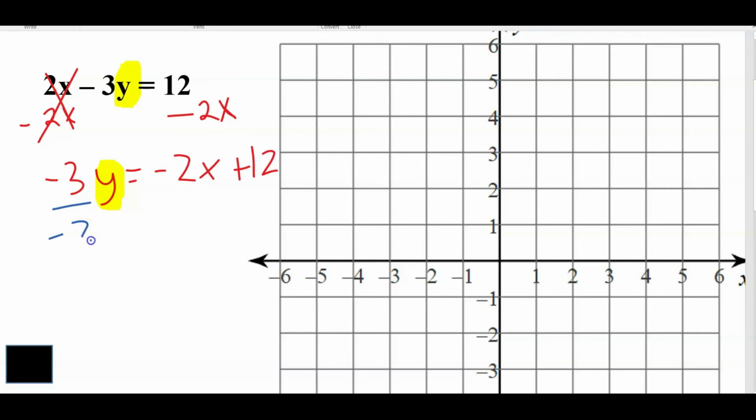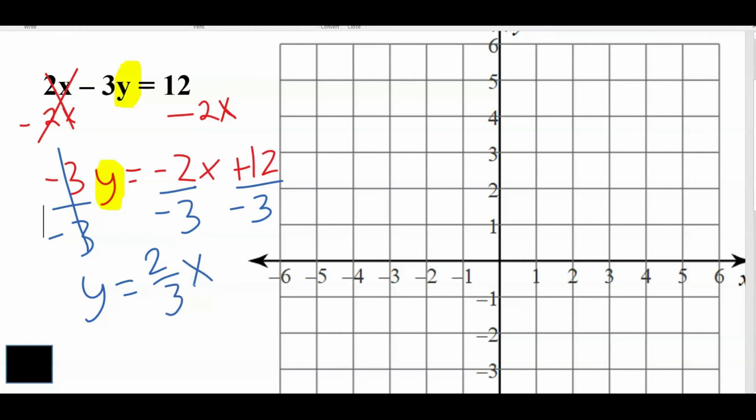So I will get rid of this negative 3 by dividing everything on the other side of this equation by negative 3. Okay, so I'm dividing everything by negative 3 on the left, everything on the right, and that'll give me a fraction for my slope, negative 2/3 x, because it's negative 2 divided by negative 3. That's actually going to give me a positive. Two negatives divide to give me positive 2/3 x. And then I've got 12 divided by negative 3. That's going to give me negative 4. And that's actually my y-intercept.